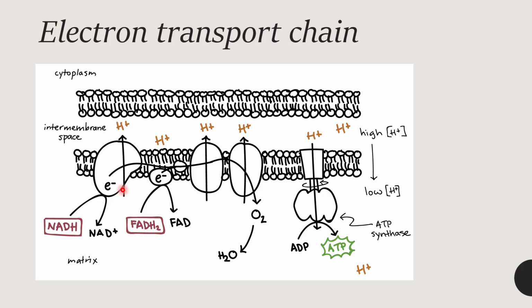Right? Because remember, the ultimate goal of cell respiration is to take the chemical energy that's stored in the bonds of a molecule of glucose and transform that energy into the chemical energy in the bonds of a molecule of ATP that we can use to power our cellular processes.